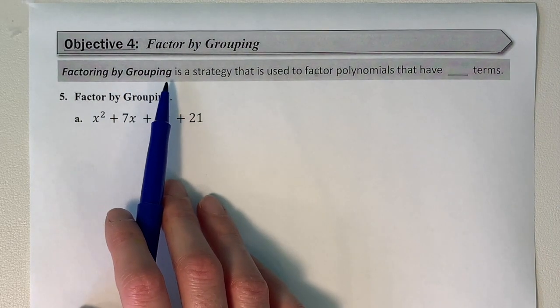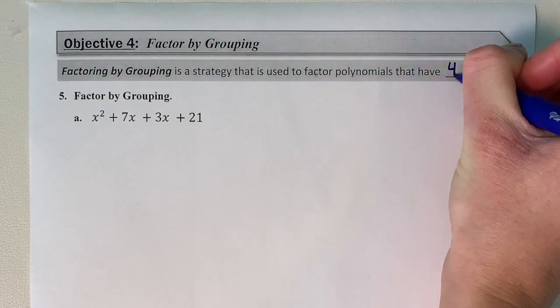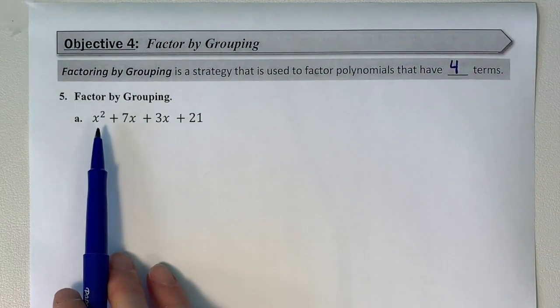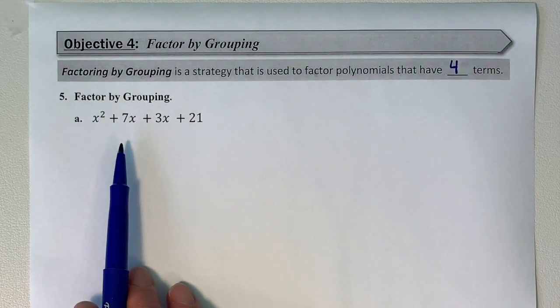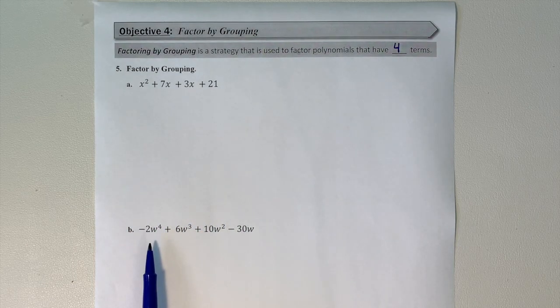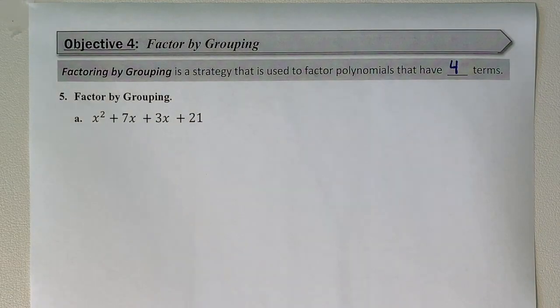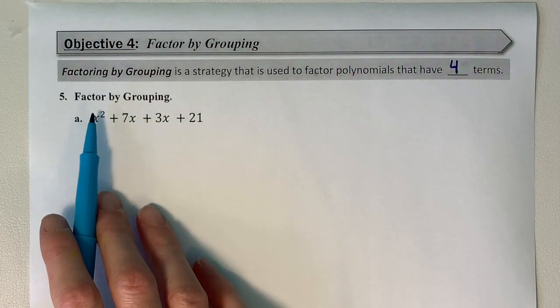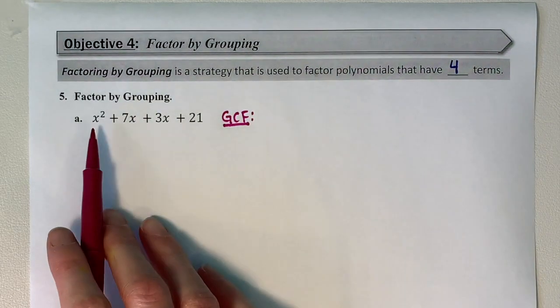Factoring by grouping is a strategy that is used to factor polynomials that have 4 terms. So notice this polynomial has 1, 2, 3, 4 terms. So we're going to factor by grouping. Same thing here. This polynomial has 1, 2, 3, 4 terms, so we're going to factor by grouping. Now you will hear me say this over and over again throughout this chapter. If the instructions say to factor, the first step is always to check for a GCF. So let's check for a GCF.